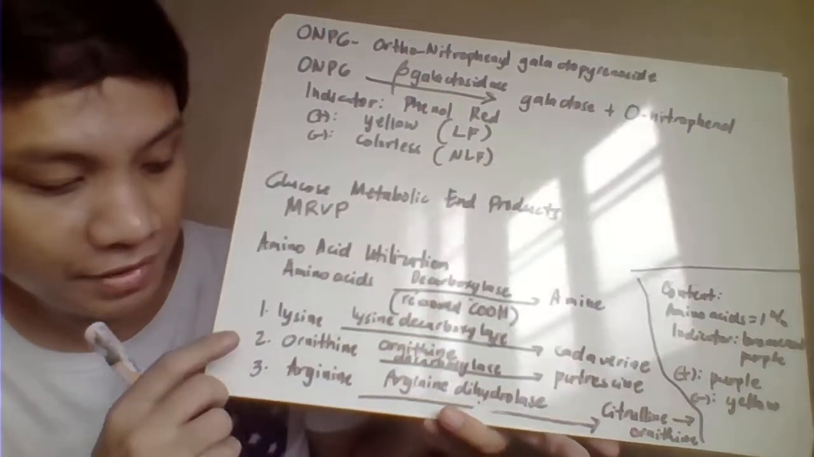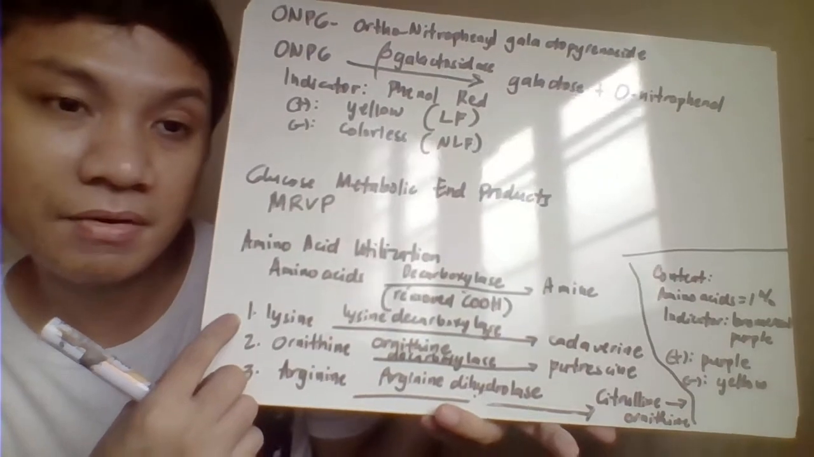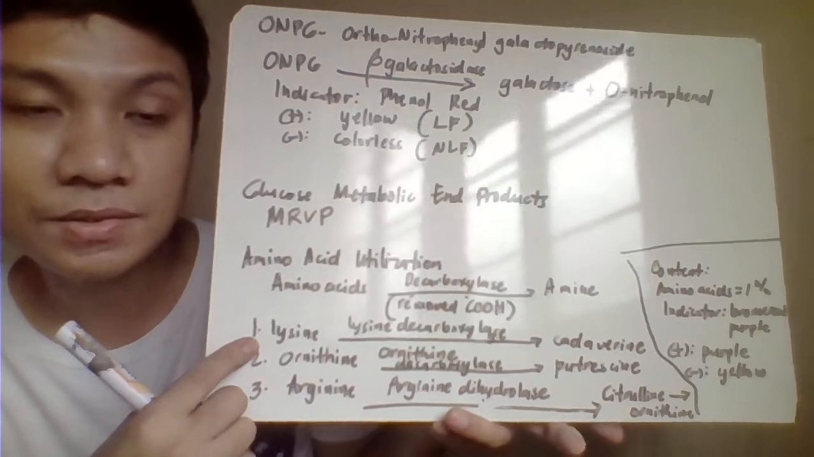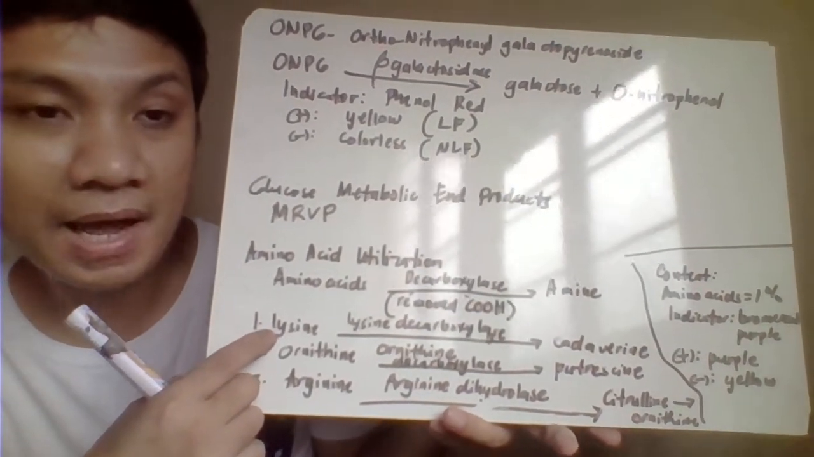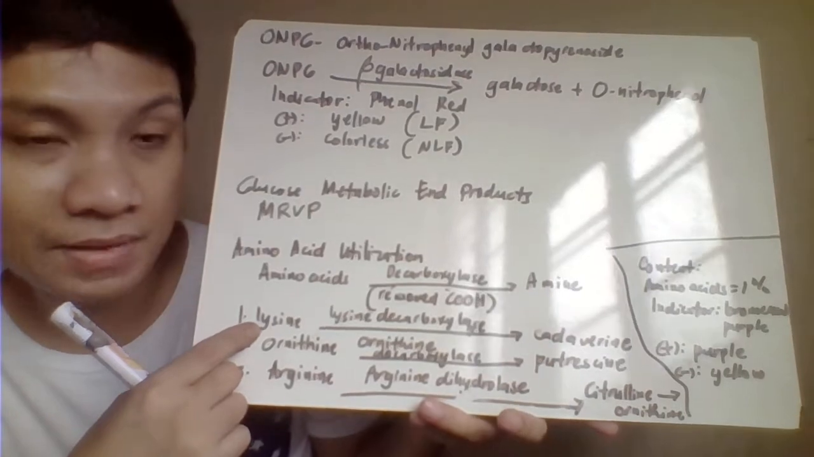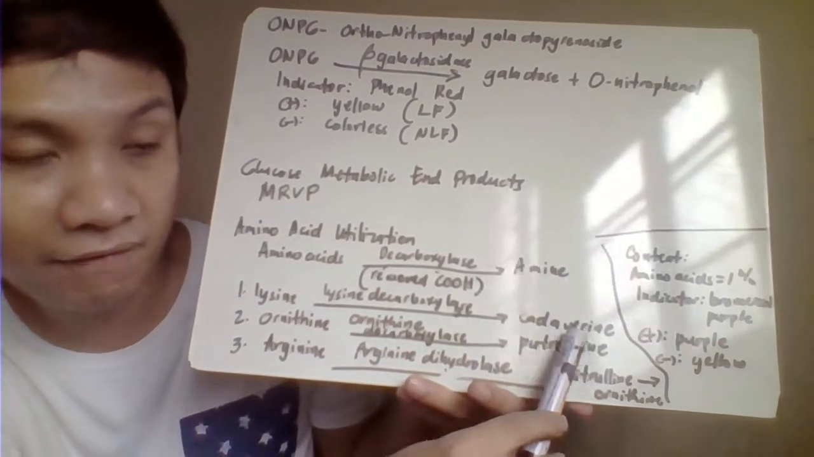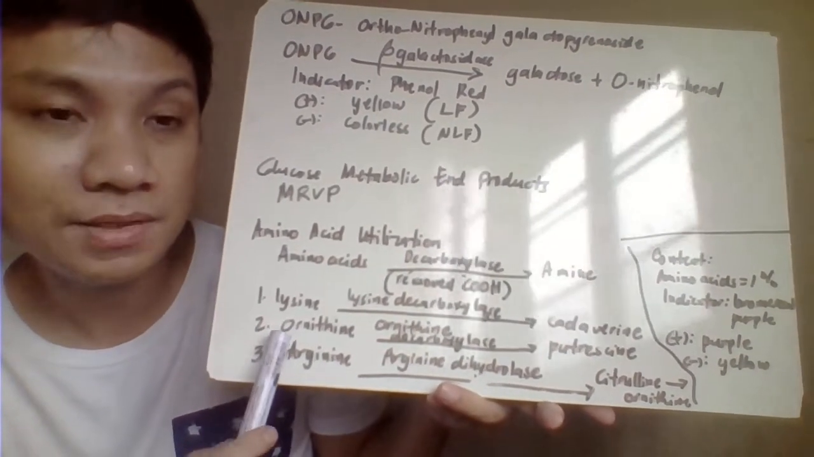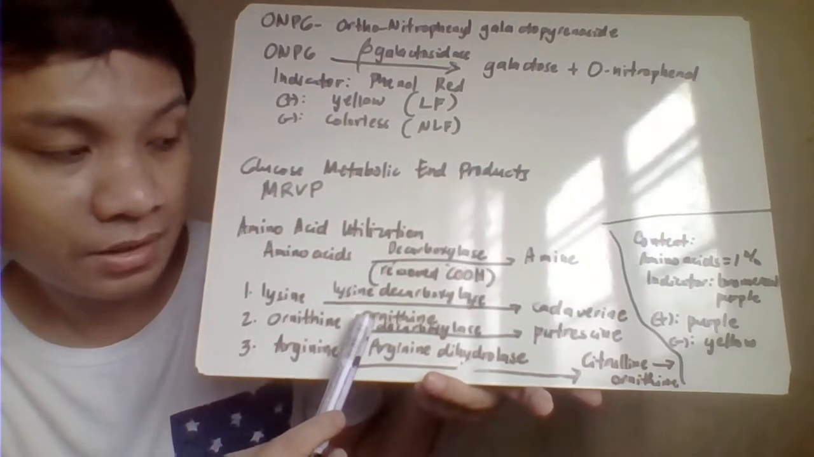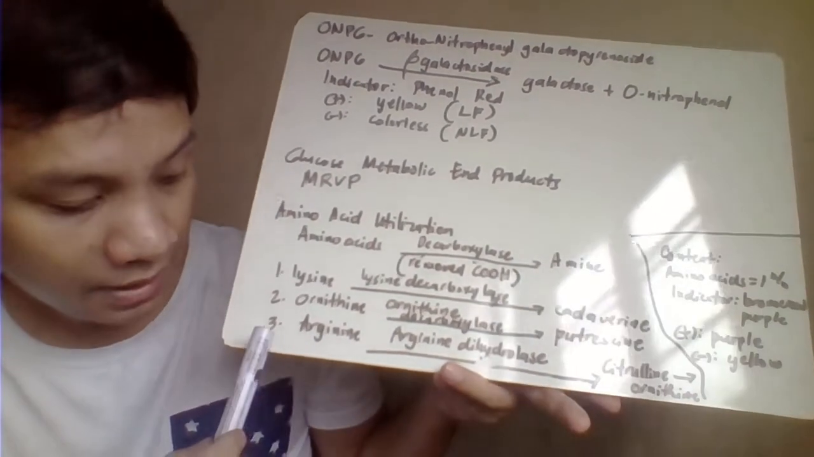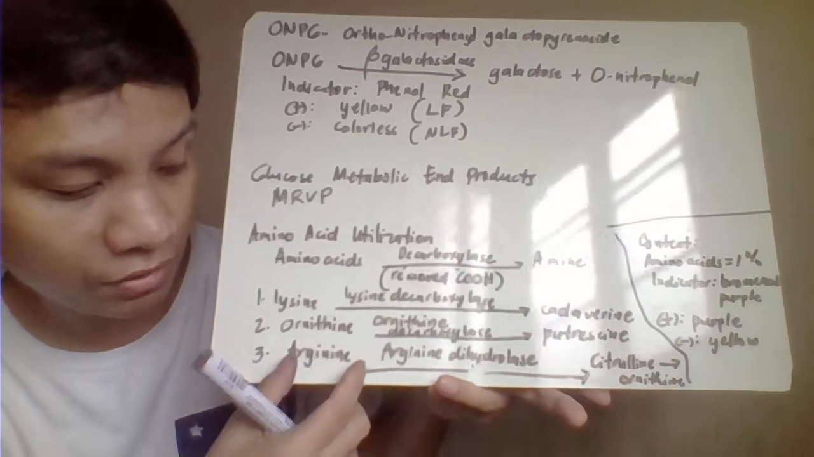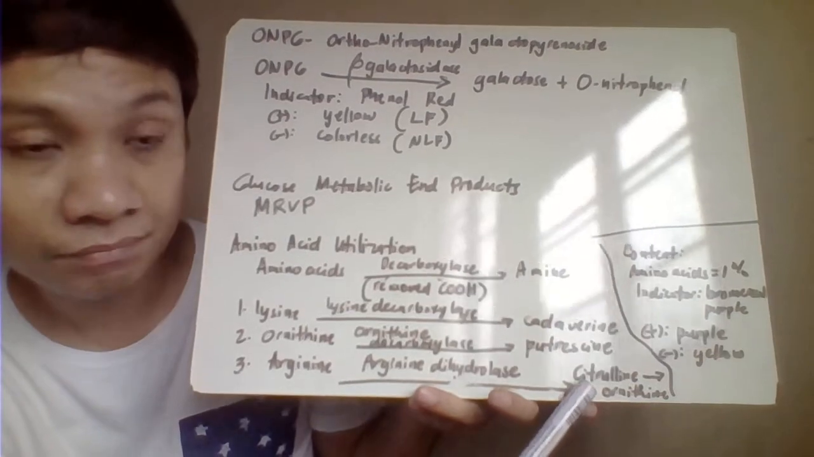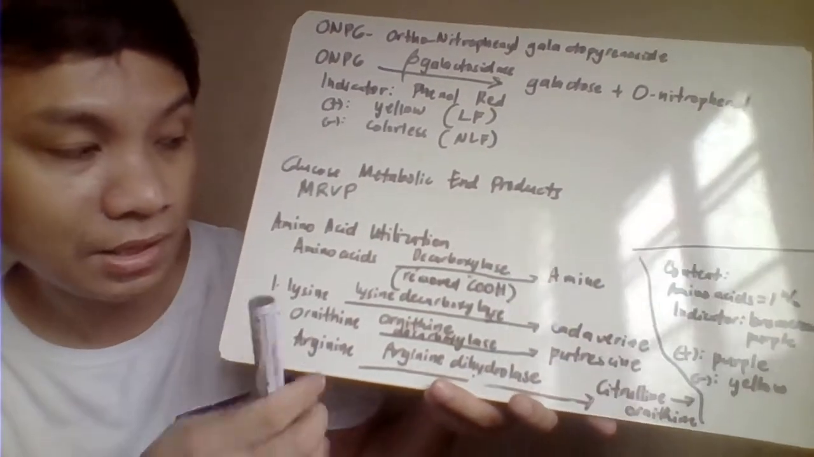Example for that, you could have here your lysine. If your bacteria contain the enzyme lysine decarboxylase, your lysine, as it tries to be catabolized and the carboxyl group is removed, is converted to the diamine or the amine group in the form of cadaverine. For ornithine, if it is catabolized with the enzyme ornithine decarboxylase, it will be converted to putrescine. And arginine dihydrolase, if it tries to utilize arginine, converts that one to citrulline, and finally to ornithine.